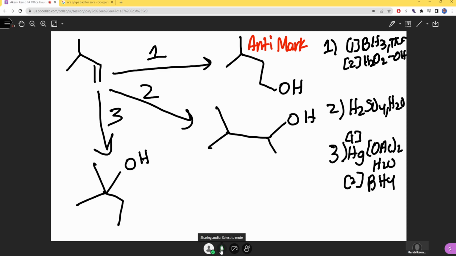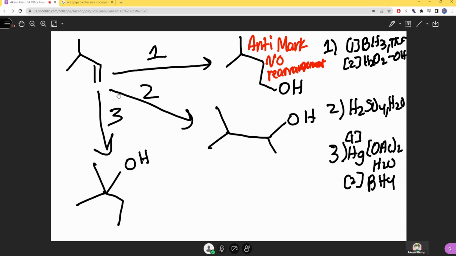No, there was no rearrangement. If it ended in anti-Markovnikov, no rearrangement. So this already tells us what could be the possible reagent used for 1.